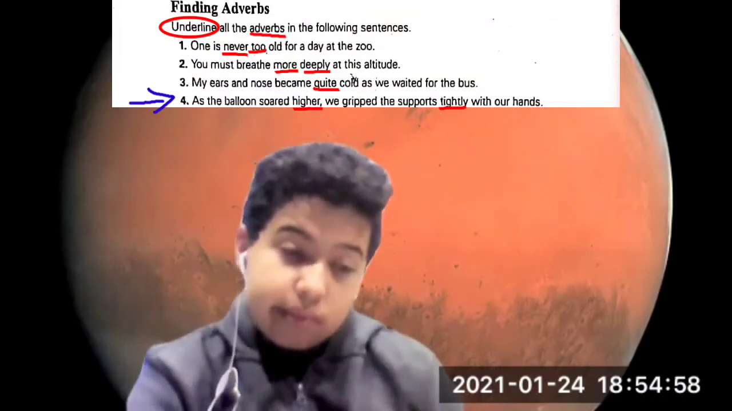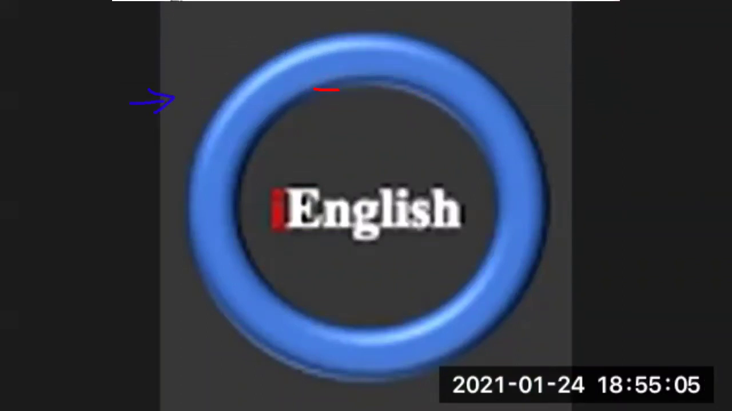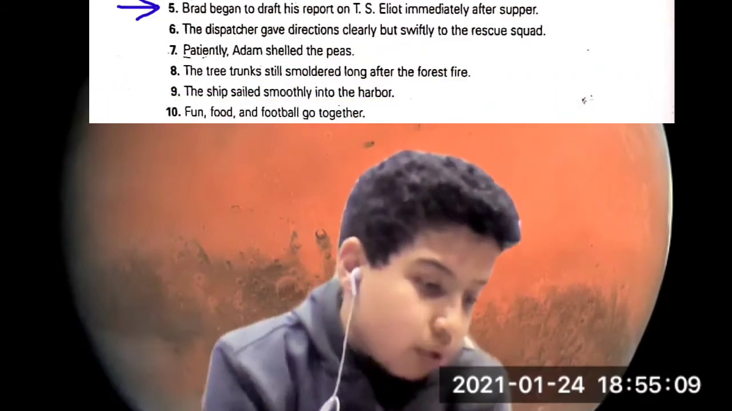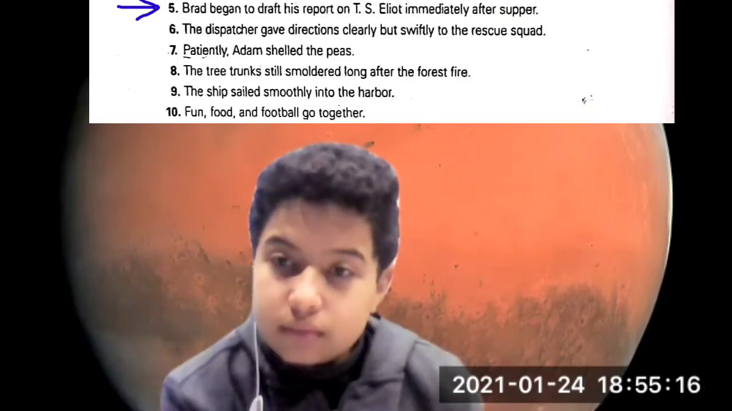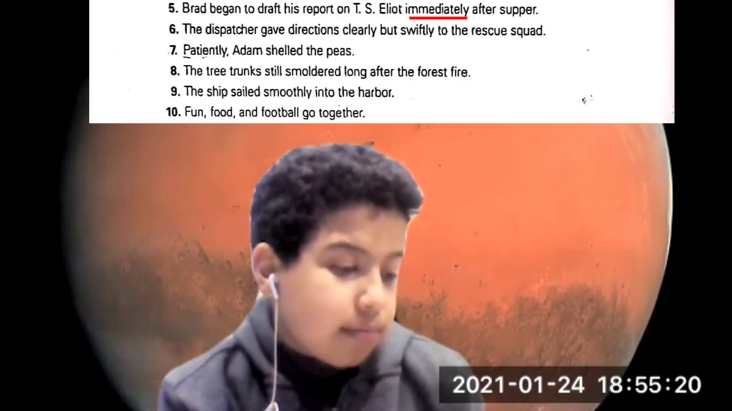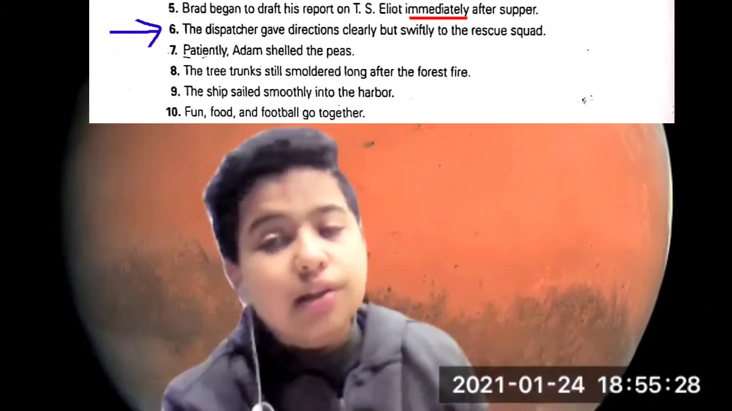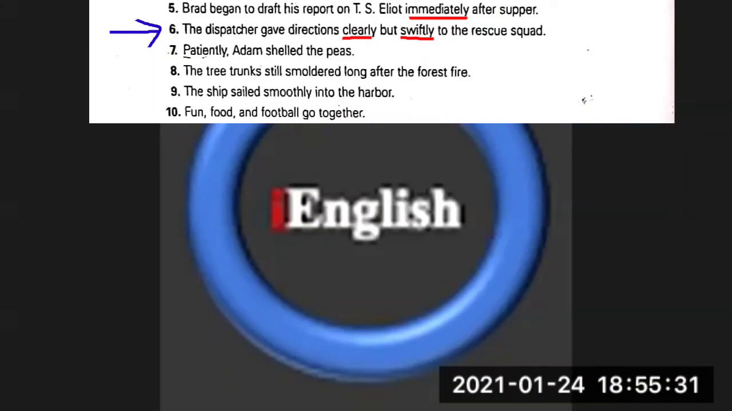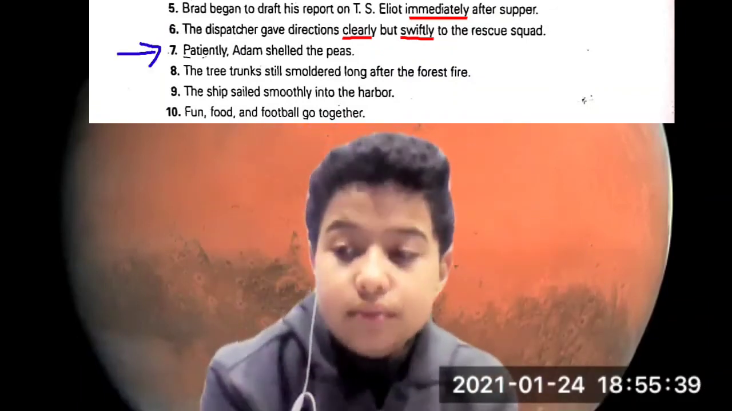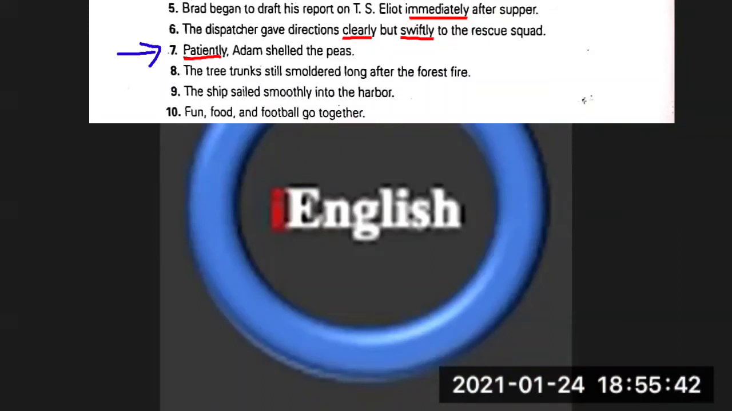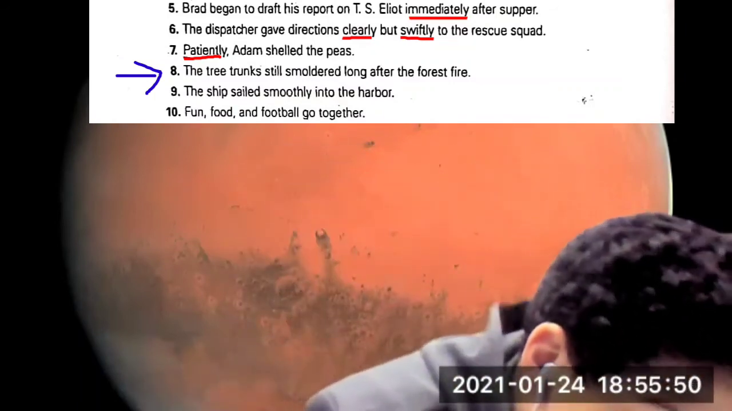All right. Good. Then we have tightly, as you mentioned. Question 5. Brad began to draft his report on T.S. Eliot immediately after supper. Immediately. Number 6. The dispatcher gave directions clearly but swiftly to the rescue squad. Clearly and swiftly. Good. Number 7. Patiently, Adam shelled the peas. Patiently. The tree trunk still smoldered long after the forest fire.